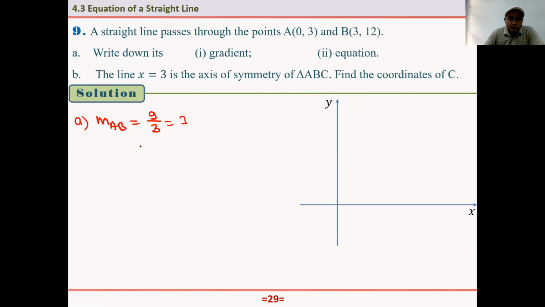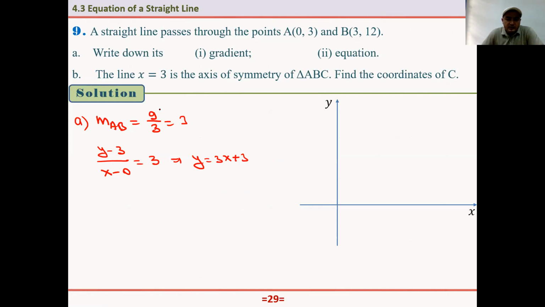And how about the equation? Since I know this, on the left-hand side, I can just write y minus y1. Take this one as the first point: y minus 3 over x minus 0. On the right-hand side, we have the gradient. So the equation of this line is y is equal to 3x plus 3, right? That's the equation. So how about B?